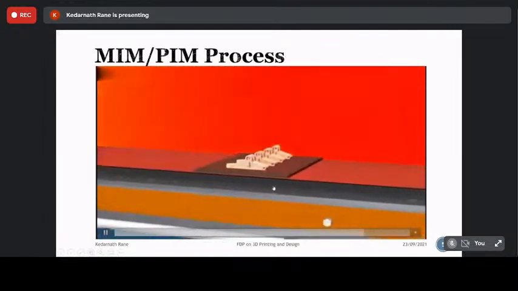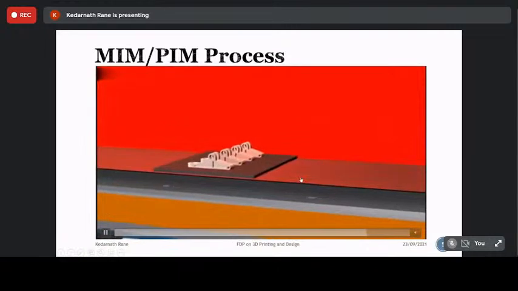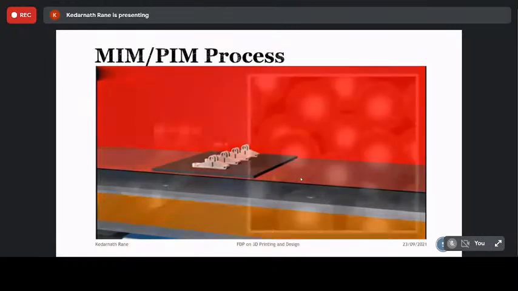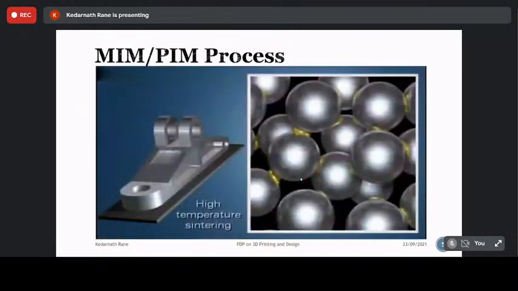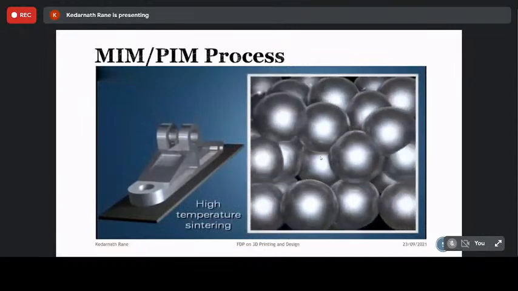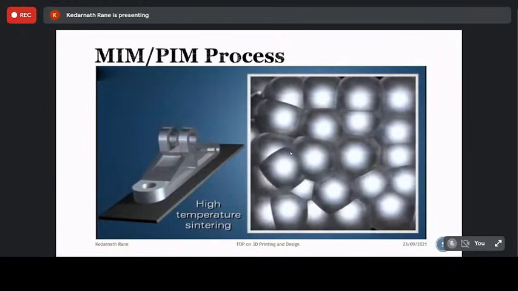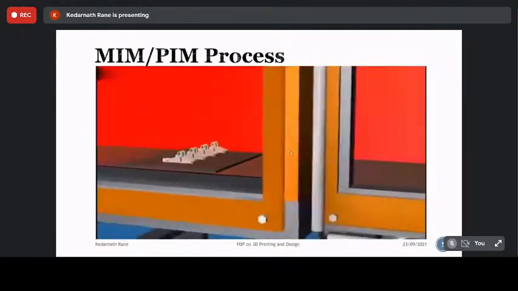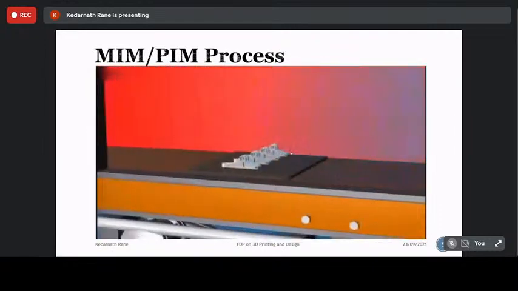Sintering is basically where we are heating at around 0.7 times the melting point of the material. So you get a kind of diffusion bonding happening during the sintering process. The particles are coming closer to each other, and you get a dense part out of the furnace.